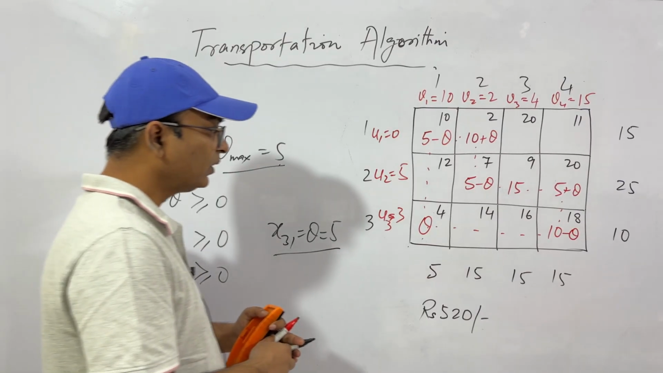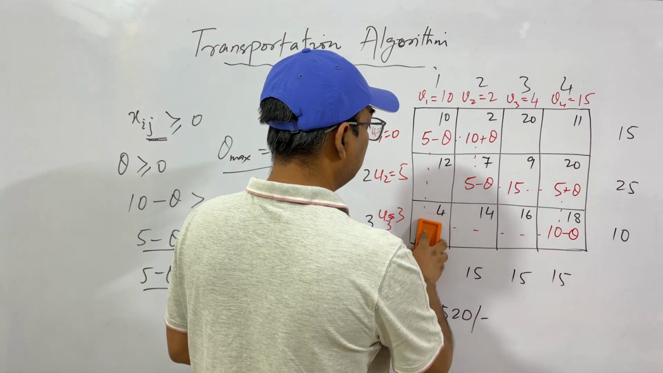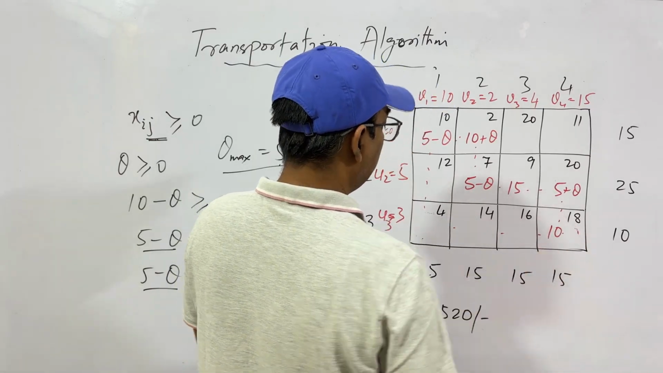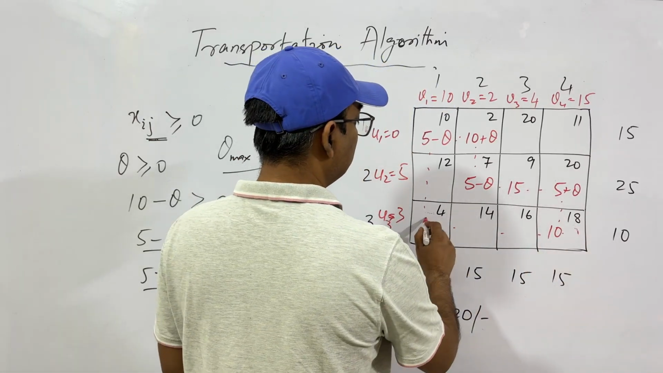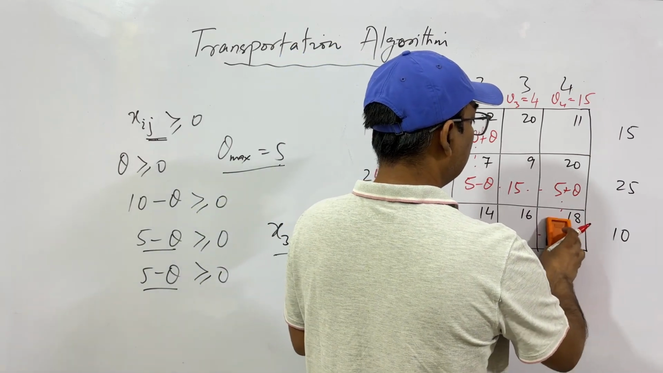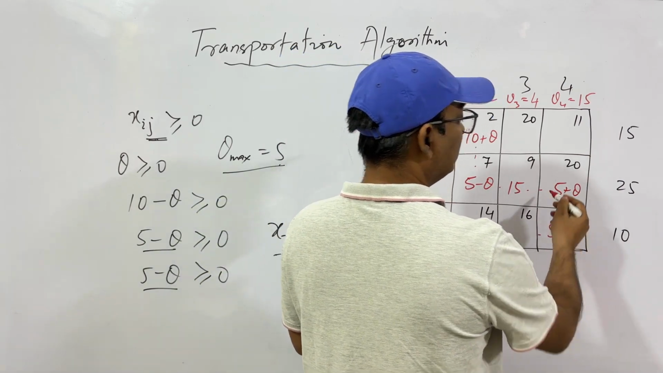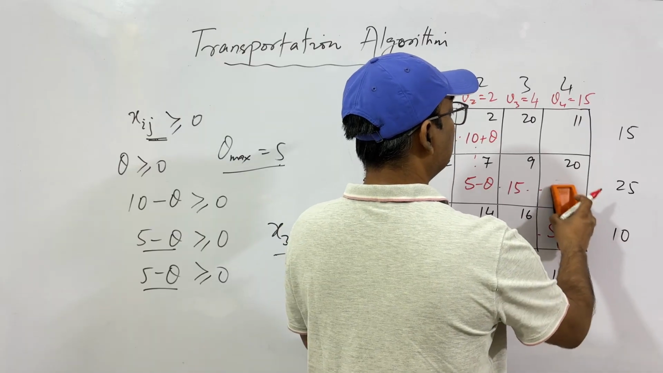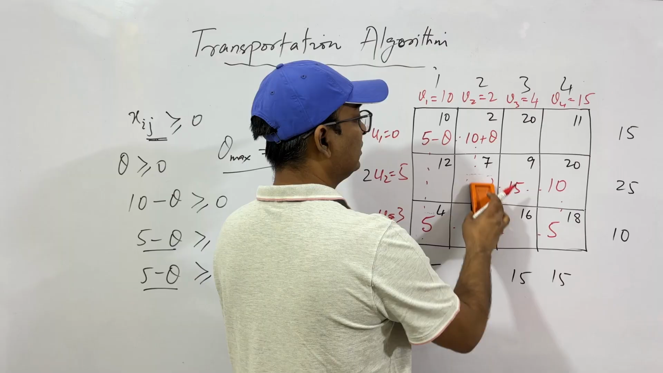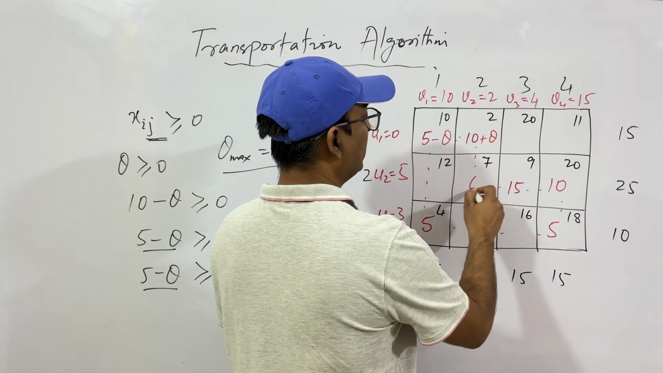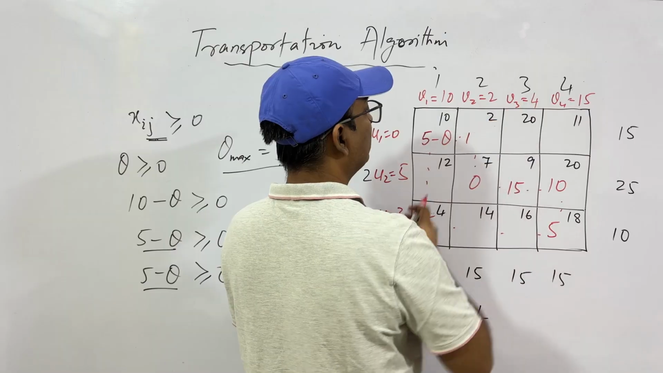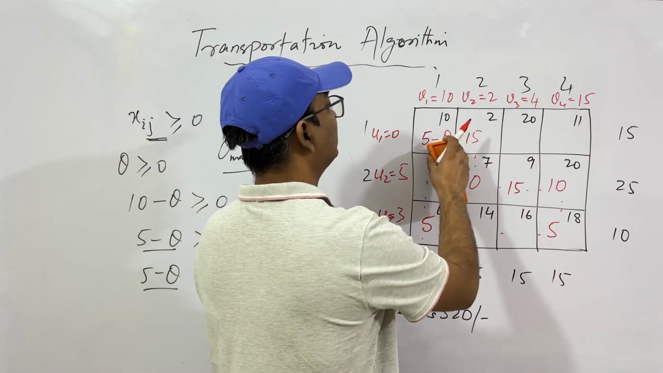Okay, so let me rub it. See, theta is 5, so I'm writing 5. 10 minus 5, 10 minus theta, so this will be 5. 5 plus 5, 10. 5 minus 5, 0. 10 plus 5, 15. 5 minus 5, 0.